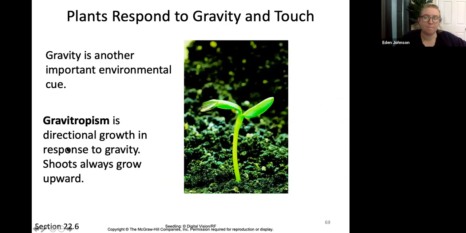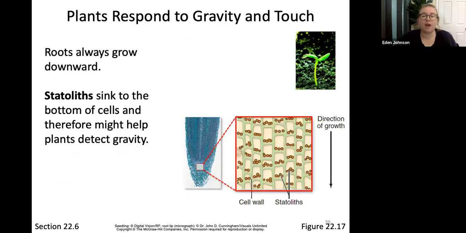Okay. All right, so gravity is another important environmental cue. Gravitropism. You have a plant responding to gravity. This is why shoots always grow upwards, roots always grow downwards or laterally, just not upwards. Now, if you have a gravitropism mutant, which actually was studied in corn by one of my friends in grad school, you can have roots that grow up out of the soil, and you can have shoots that sort of grow downwards, like completely wonky.